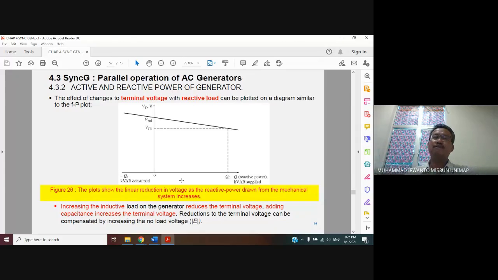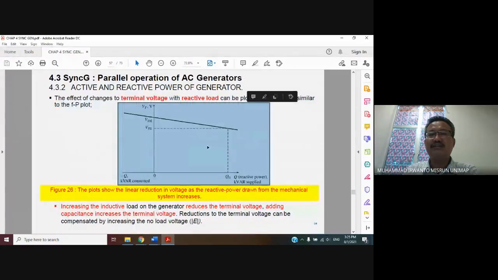Okay, now we also have the curve of terminal voltage versus reactive power. The horizontal axis is reactive power, and the vertical axis is terminal voltage.